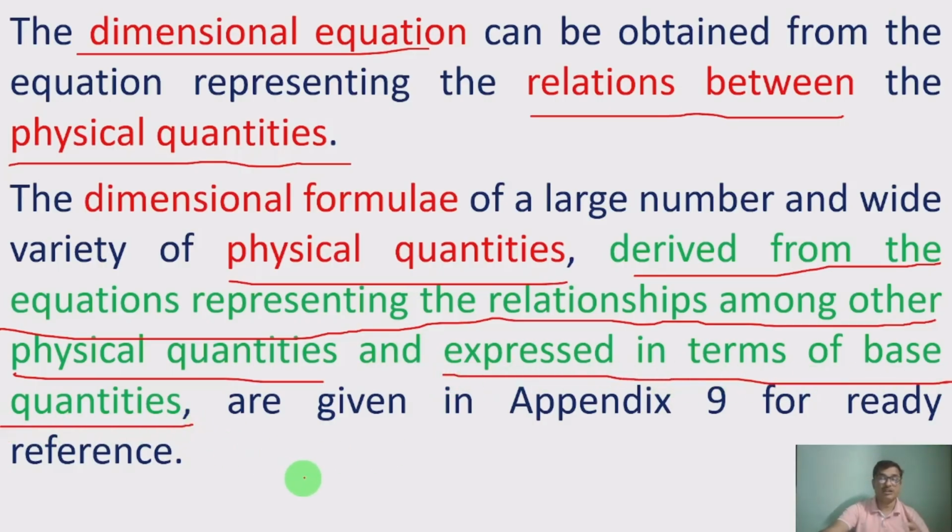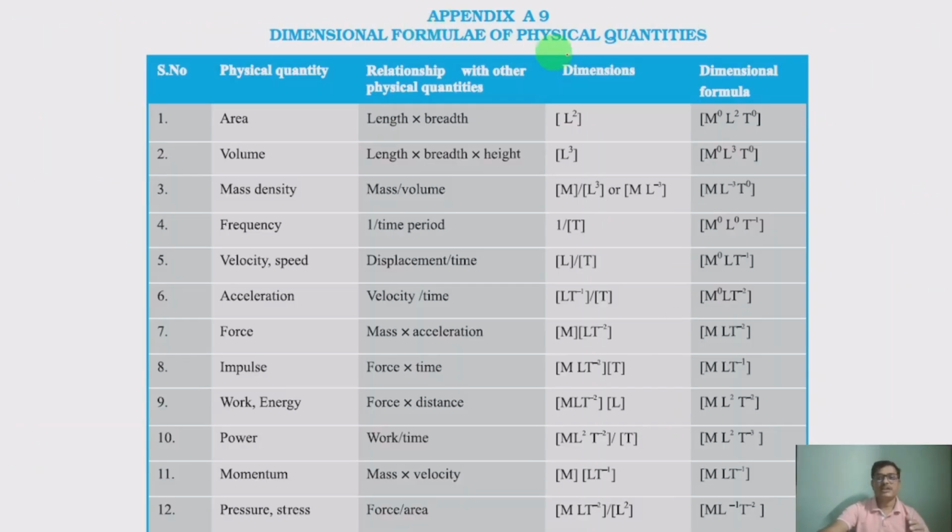All the dimensional equations we are going to get are in the form of base quantities only, and they are given in Appendix A9 of the ready reference book from the NCERT, the dimensional formula of physical quantities. Here 12 physical quantities are shown in the slide, and the remaining physical quantities are available in the NCERT book for ready reference, and you can refer to those. Those quantities I am also going to show in other sessions.